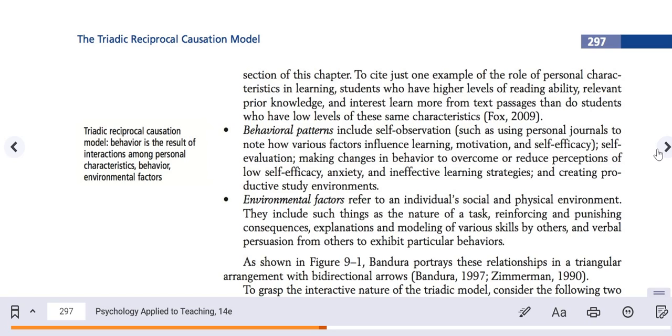Self-evaluation, making changes in behavior to overcome or reduce perceptions of low self-efficacy, anxiety, and ineffective learning strategies, and creating productive study environments. Environmental factors refer to an individual's social and physical environment. They include such things as the nature of a task, reinforcing and punishing consequences, explanations and modeling of various skills by others, and verbal persuasion from others to exhibit particular behaviors.